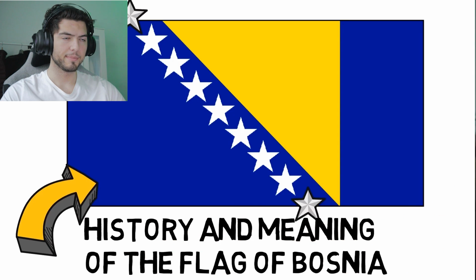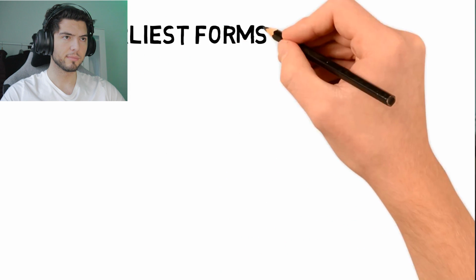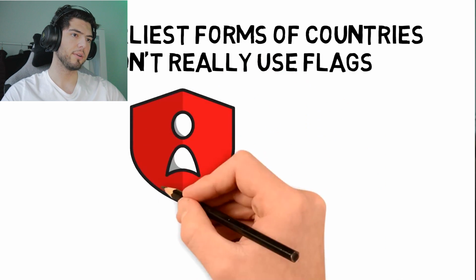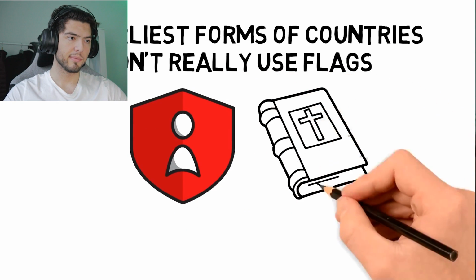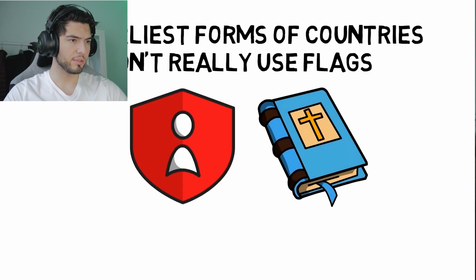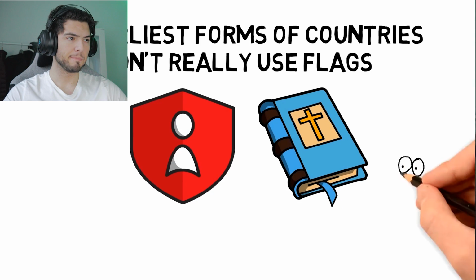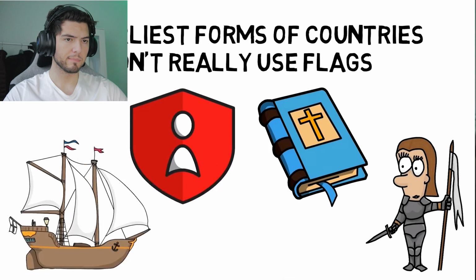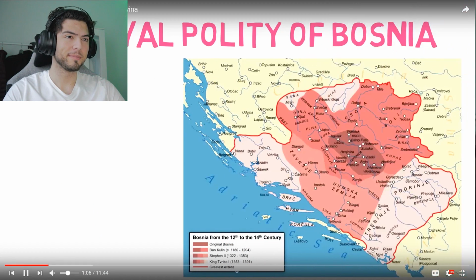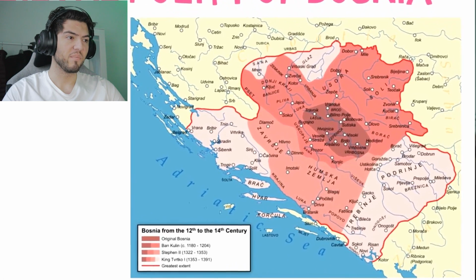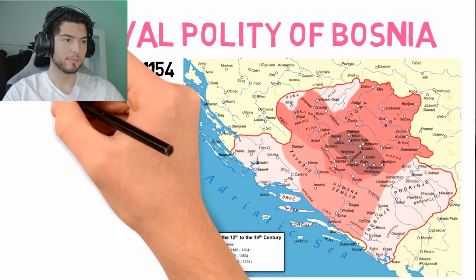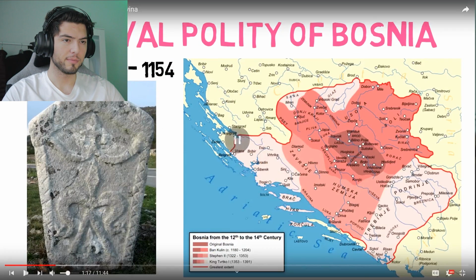As we've established in previous videos, the earliest forms of countries in Europe or even in the world didn't really use flags. They used symbols, either related to their rulers or their religion, or sometimes both. Eventually, these symbols became symbols of an entire territory or nation, being carried by soldiers in war and later flown at sea by the country's ships. Bosnia as a nation was a medieval polity of the Byzantine Empire, existing from the 7th century to 1154. And while not having a specific flag... Yeah, they don't have a specific flag, but I think he's about to explain that.